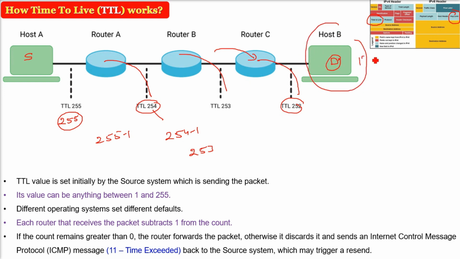If it doesn't reach the destination, and there are a number of routers, it just goes roaming around the network. Ultimately that number will become 0. When the number becomes 0, a packet with TTL 0 will be discarded or thrown out of the network.